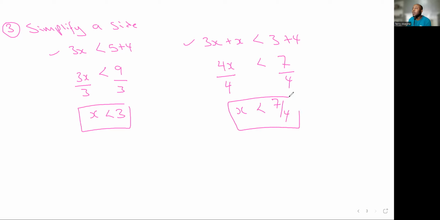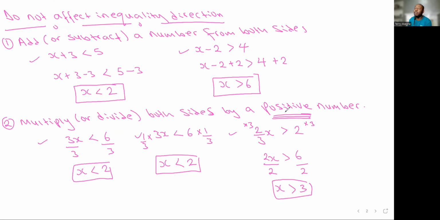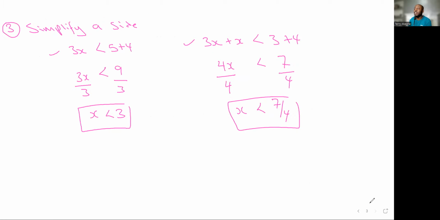So you can see, because I'm dividing both sides by a positive number, like we said in the previous video, or previous whiteboard, that the direction of the inequality is not going to change. All right, so number 4, another thing again is that when a number is crossing over the inequality sign, the direction of the inequality will not change.